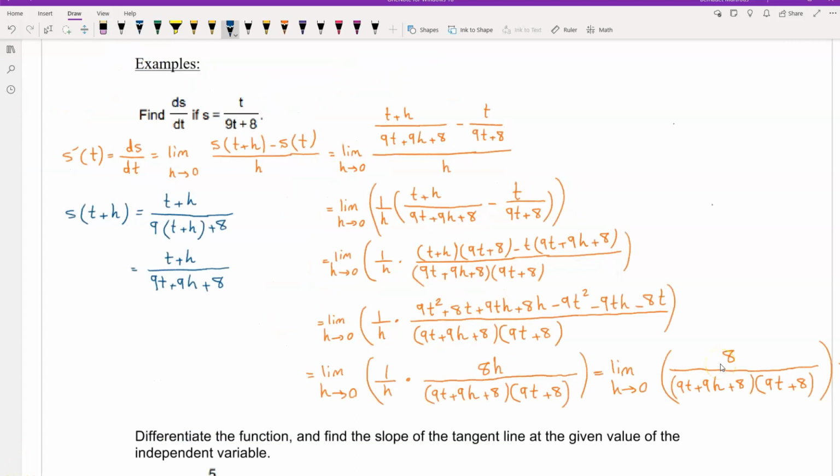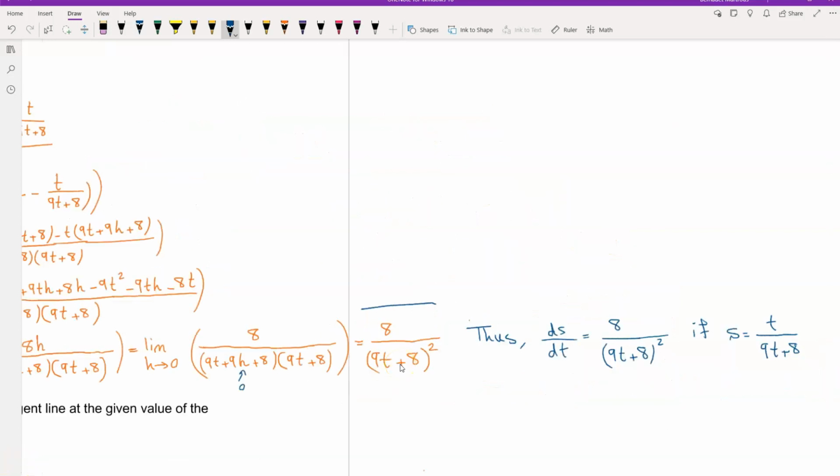And now what we have here is 8 in the numerator. Now finding the limit as h approaches 0. So here, for h we have 0. And what we have in the denominator is 90 plus 8 times 90 plus 8. So that is 90 plus 8 squared in the denominator. So here is our final answer, 8 divided by 90 plus 8 squared.